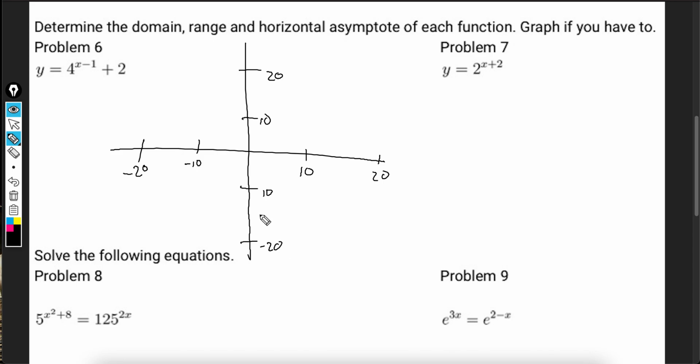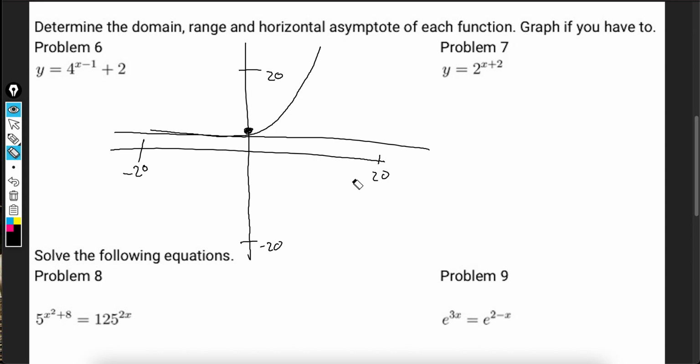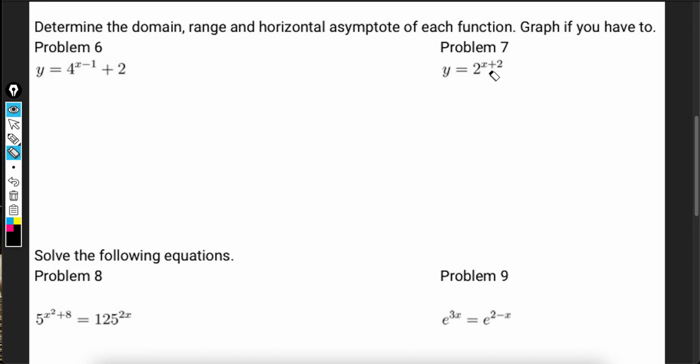Okay, so it looks like it's kind of here-ish. That'd be it, and it looks kind of like that. Let me take off 10 because people are going to think I'm putting 5. Basically, this is what I got. Wonderful. Let's do the next one.